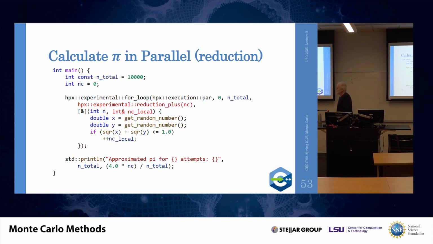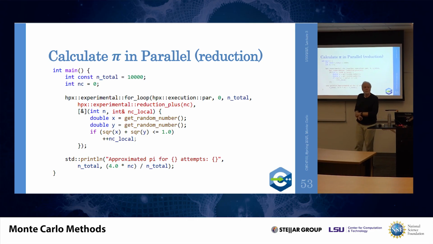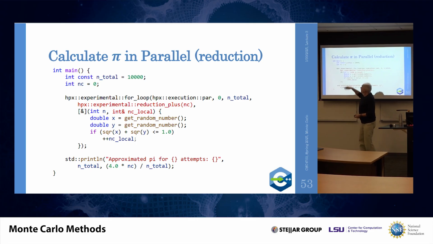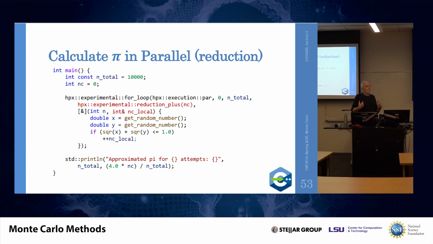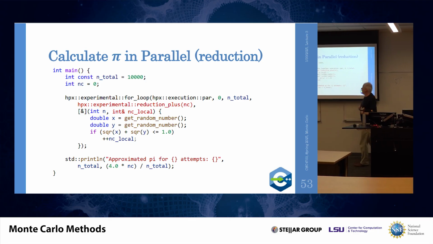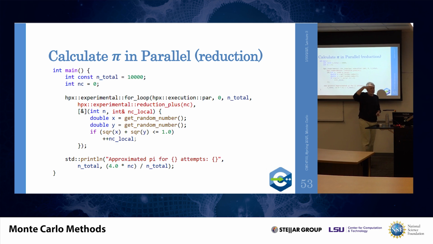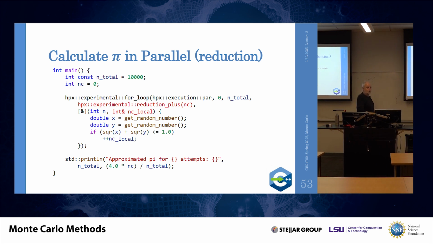Well, luckily in HPX this is absolutely trivial, because all we do is add a reduction object to the for loop, which is in this case a reduction plus on the variable nc, which means please create one of those variables for each of the threads for me in the background and pass it as a second argument to the loop body. Please note we have to use a reference here because that counter lives somewhere in the loop implementation and we want to refer to that.